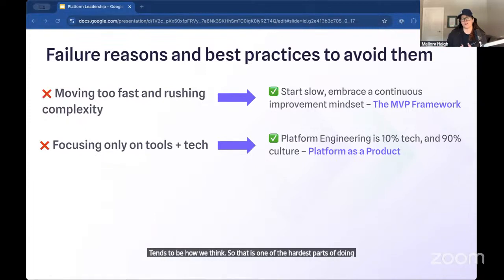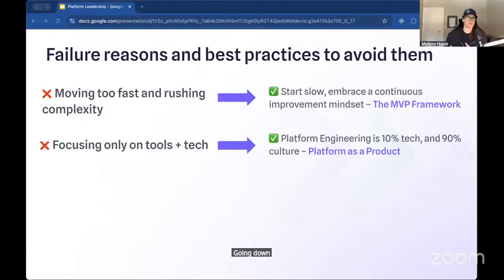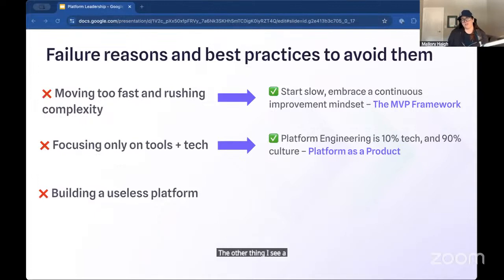And I encourage you to surround yourself with people who are experienced, going down the less technical rabbit holes of looking at process and people, and really think about how to counter your own bias here. The other thing I see a lot is people build useless platforms.